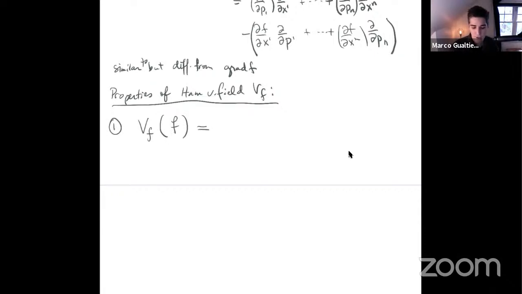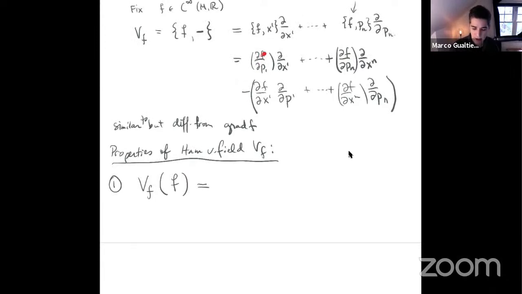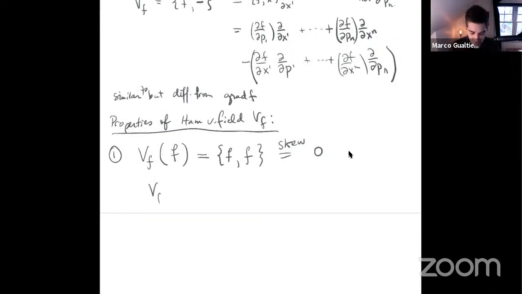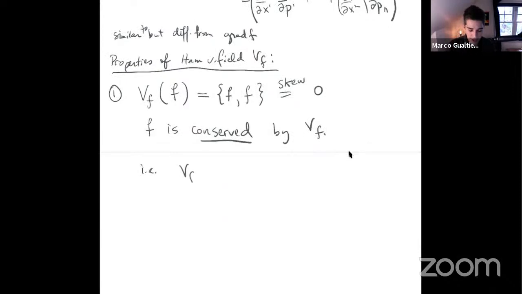And if I do that, you can go through all this. You'll see that you'll get df dp df dx minus df dx df dp. So these terms will cancel with these terms and you'll get 0. But I just want to point out that vf is just the Poisson bracket applied to f, right? So that means that you're just plugging in f into both entries. And because it's skew symmetric, this is equal to 0. So this is telling us right away that f is conserved by vf. Or another way of saying it is that vf is tangent to the level sets of f.